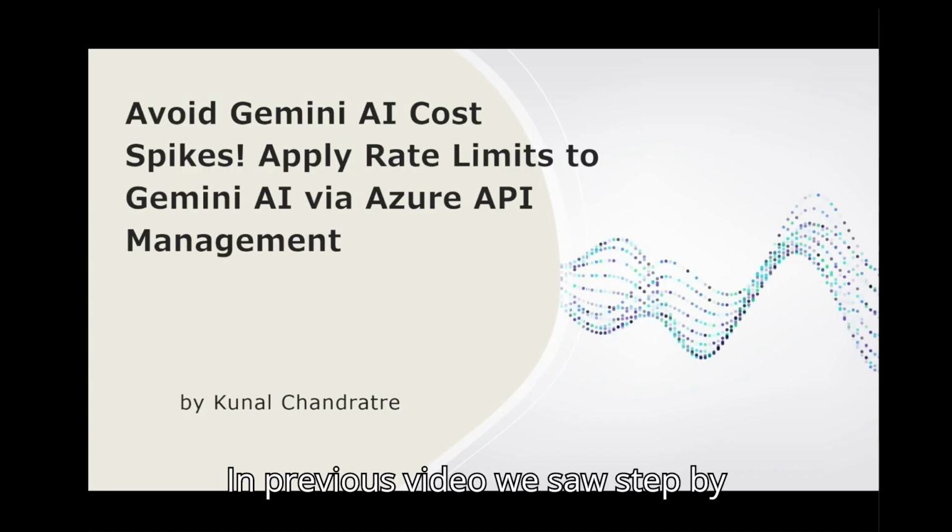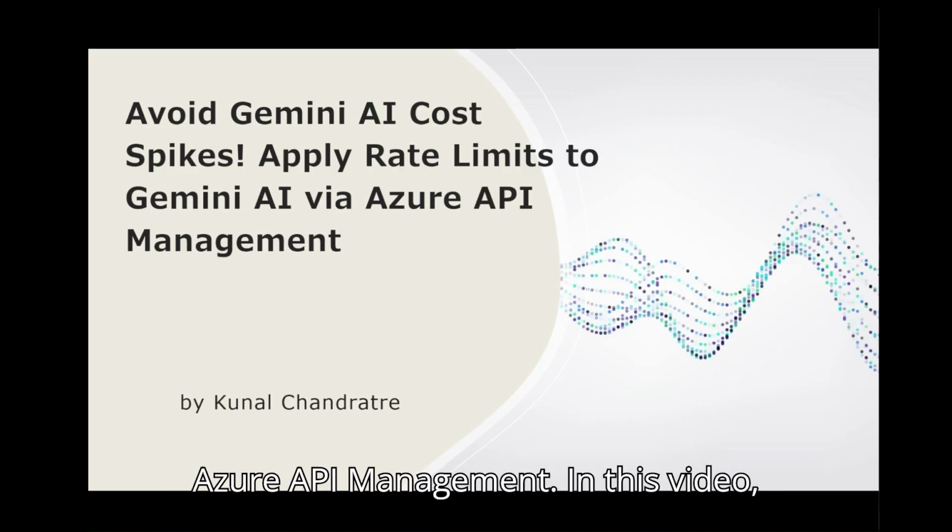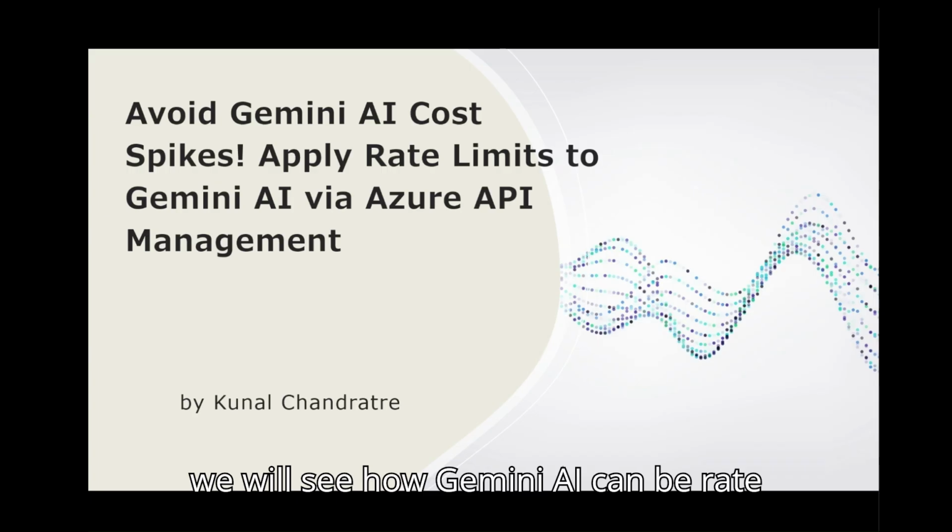In the previous video, we saw the step-by-step process of integrating Gemini AI in Azure API management. In this video, we will see how Gemini AI can be rate limited in terms of token consumption using API management. This way, it can help us limit AI cost spikes as well.